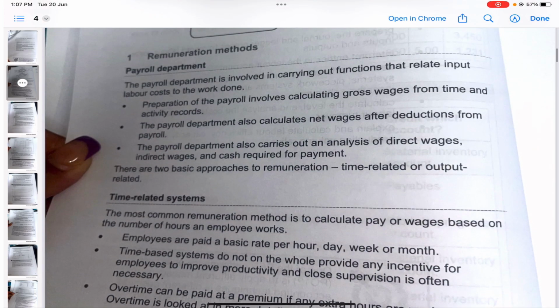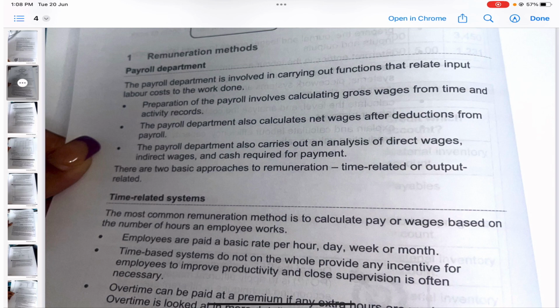So let's start with the remuneration methods. The first thing is the payroll department. So what is a payroll department? If you can recall, a payroll department is involved in carrying out functions that relate input labor costs to the work done. So the payroll department basically gives the money, right? It carries out various sorts of functions, and those functions relate the input labor costs to the work done. So what is the work which the payroll department does?